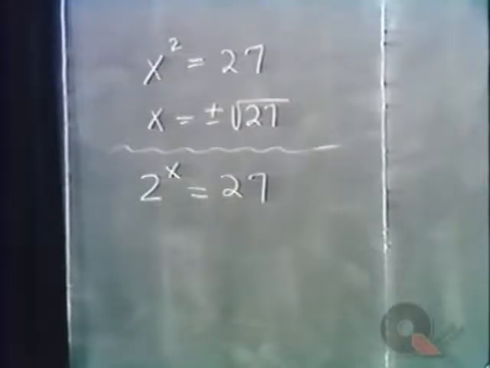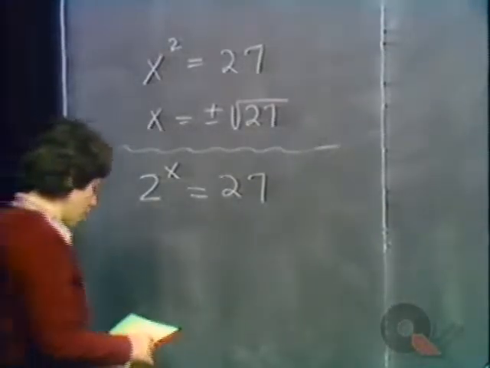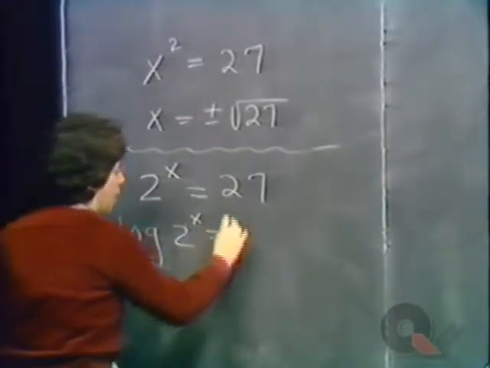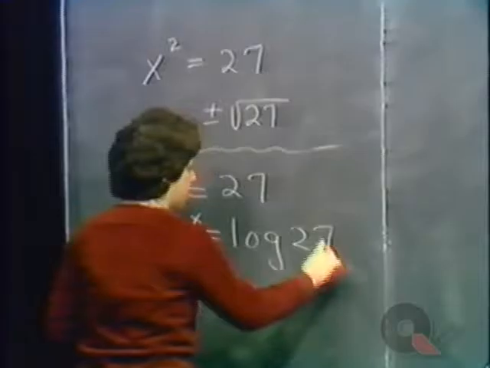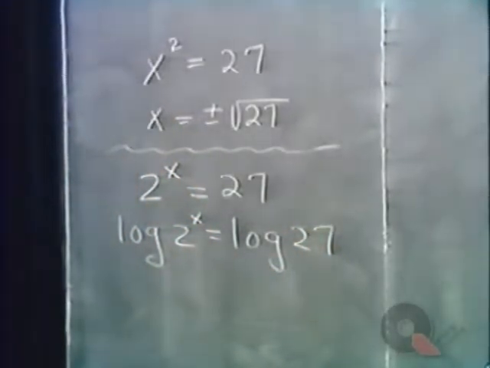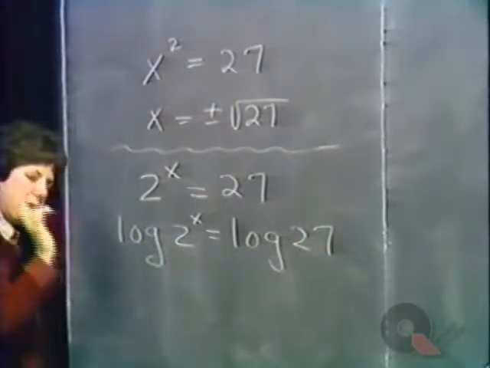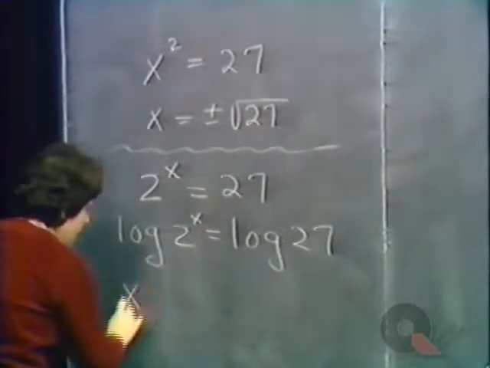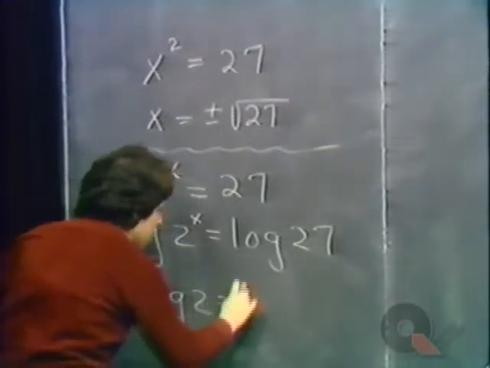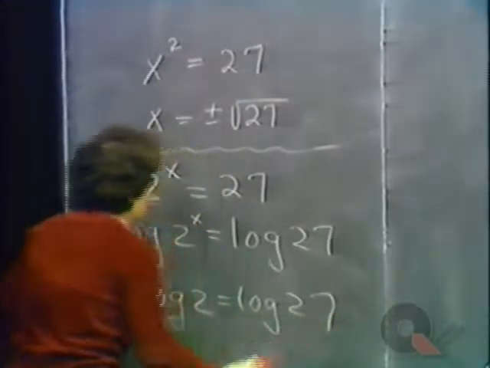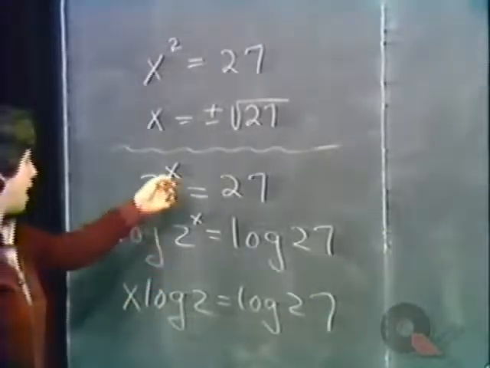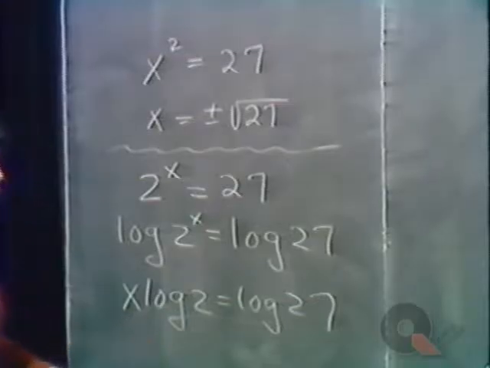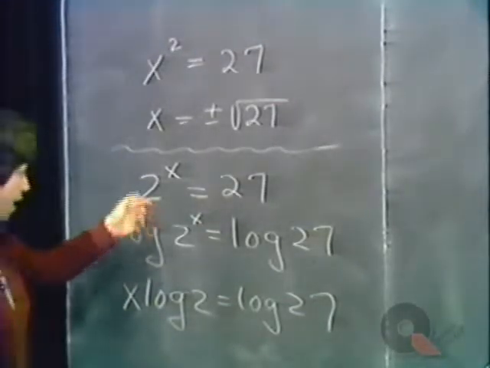Now the trick is to use logs. What we can do is take logs of both sides here. The log of 2 to the x power is the log of 27. Why did we do that? We did that because there's a property of logs that says the log of something to a power is equal to the power times the log of the something. So this is a way of getting the variable that's in the power down in front. We'd like to get that variable out of the exponent.